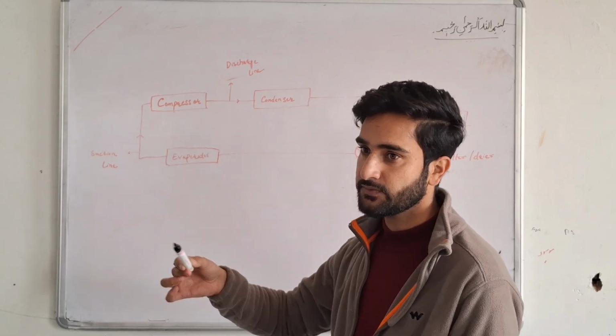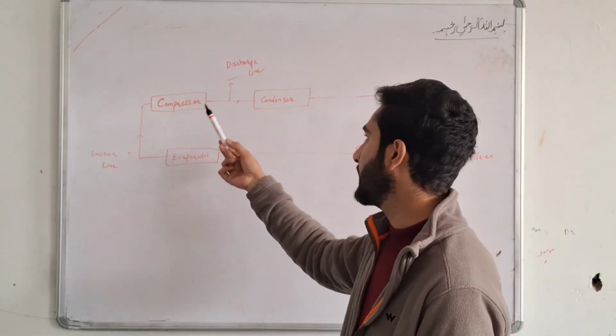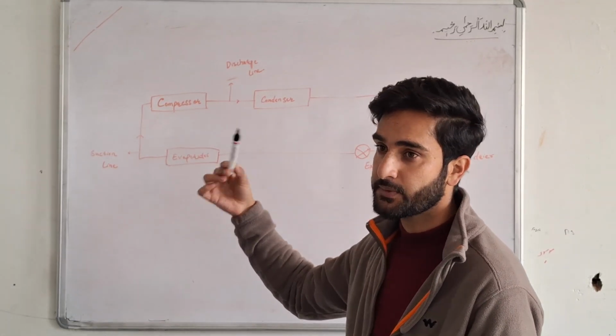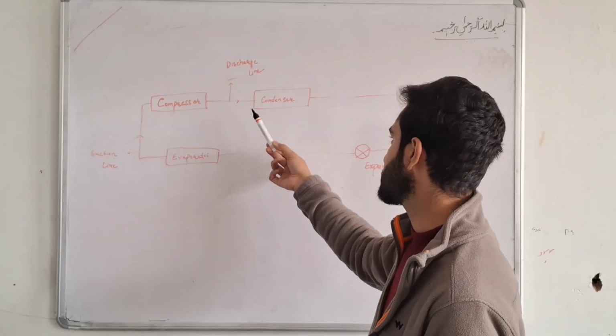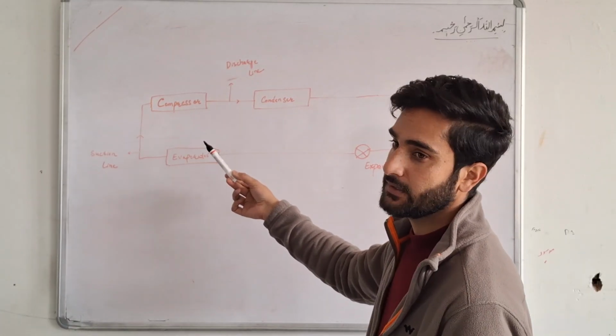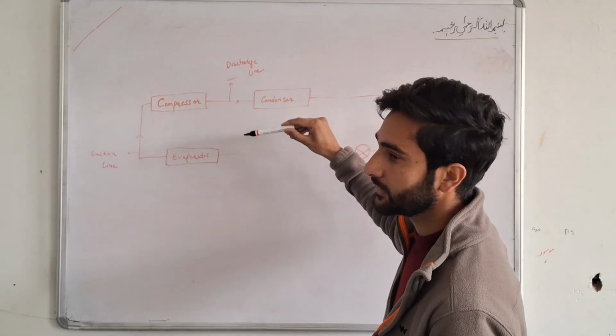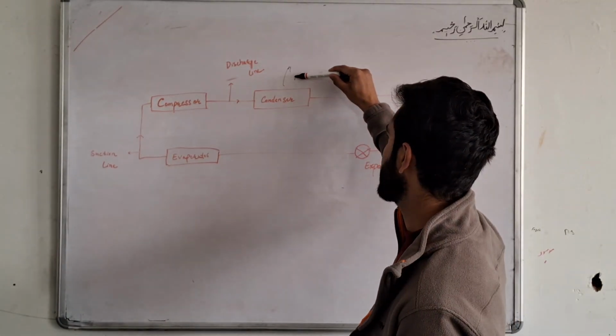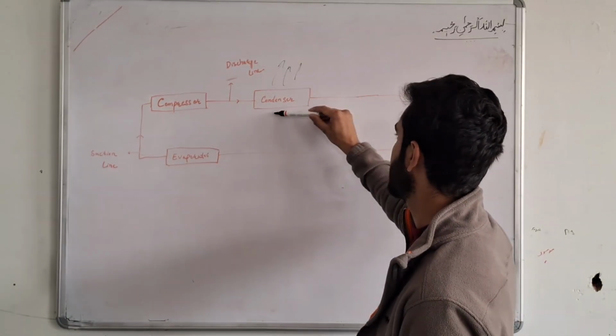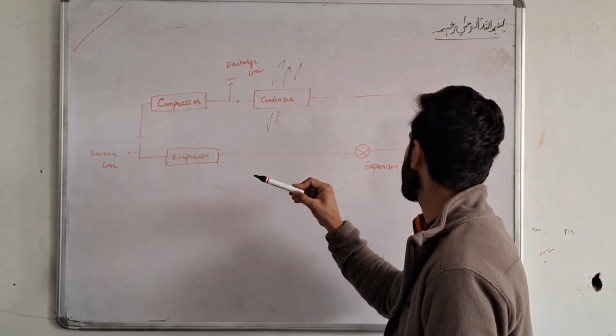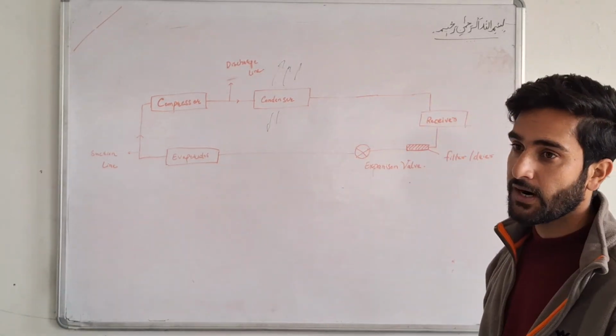What it does is work on the system, increasing the pressure, and eventually it increases the temperature and pressure of the refrigerant. Afterwards we feed the same refrigerant to the condenser. From this part the heat is rejected to the surroundings. And afterwards we have another accessory part.